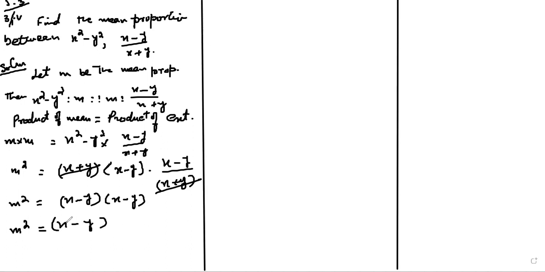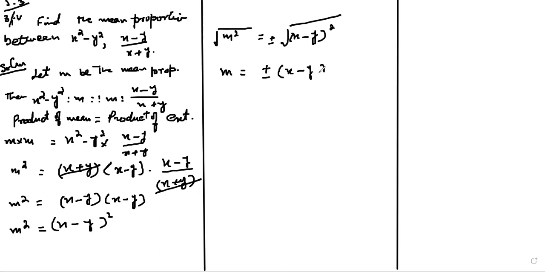Now just taking the square root, we have square root of m square equals square root of x minus y square. So this is plus minus sign. So m equals plus minus x minus y, which is our required answer. Right, I hope you understand it well.